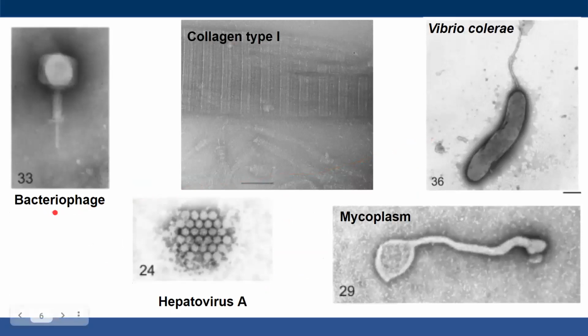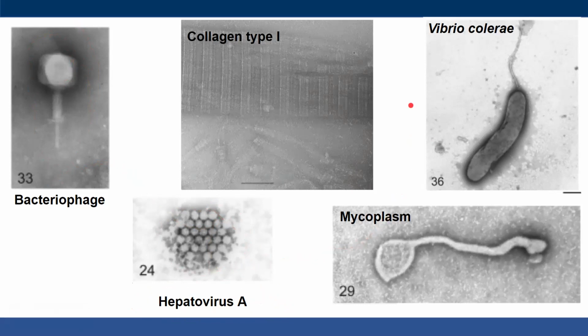I brought here images or micrographs of this preparation. We can use it, as I said, for viruses. So here's a bacteriophage. The bacteriophage virus is clearer than the background, as I said. Here is a hepatovirus, which causes hepatitis type A. It's a colony. We can see it very clearly.